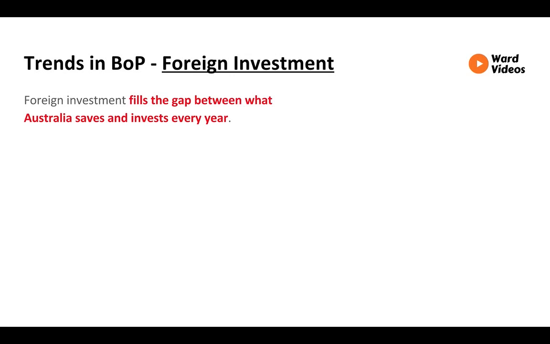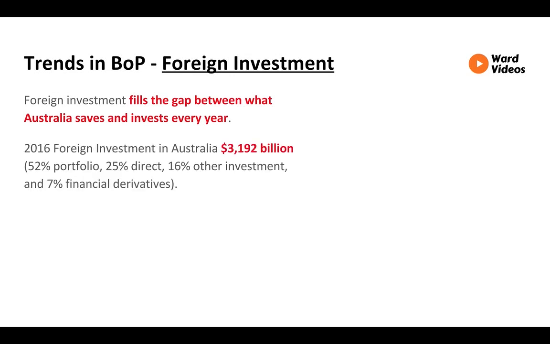According to the ABS, the level of foreign investment in Australia was $3,192 billion for the year ending 31st of December 2016. Portfolio investment accounted for 52%, $1,659 billion. Direct investment accounted for 25%, $796 billion. Other investment was $524 billion at 16%, and financial derivatives 7% at $212 billion.